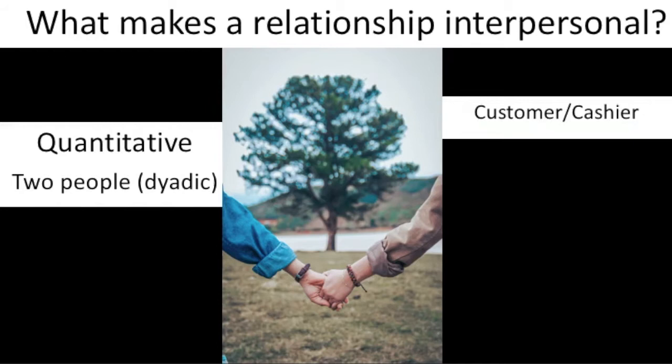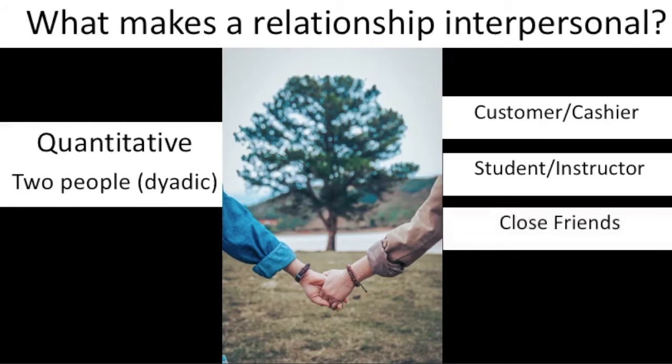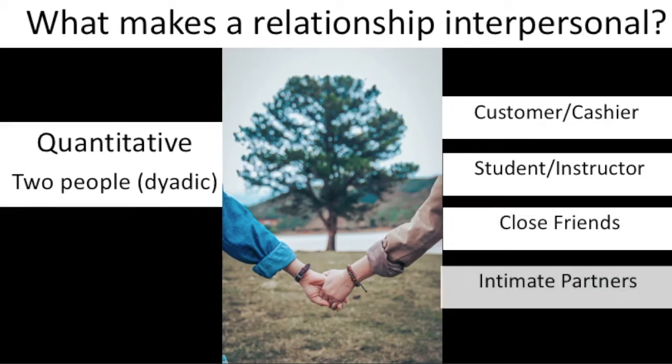So that means that when I go to Safeway, the relationship between me and the cashier, that's an interpersonal relationship. My relationship with every single one of you, that's an interpersonal relationship. My relationship with my closest friends, also an interpersonal relationship. And even my relationship with my husband, that's also an interpersonal relationship.